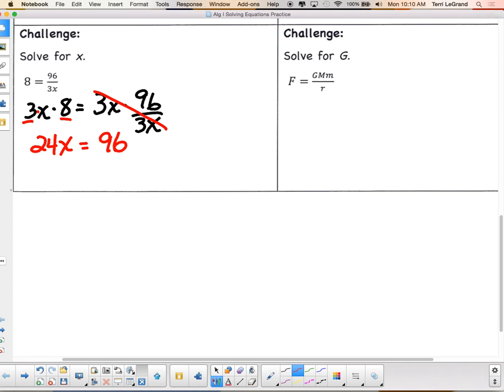And now what would we do? Divide both sides by 24. So 24x divided by 24, 96 divided by 24. Anybody happen to know how many 24s you can take out of 96? How many, Devin? 4. 4, exactly 4.